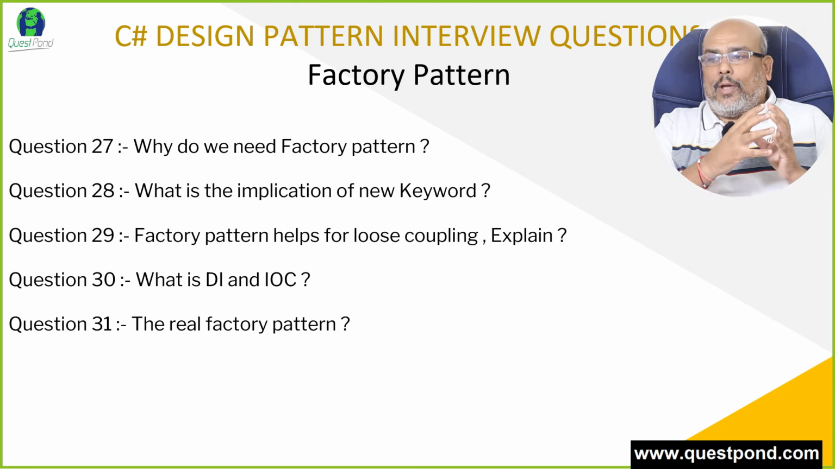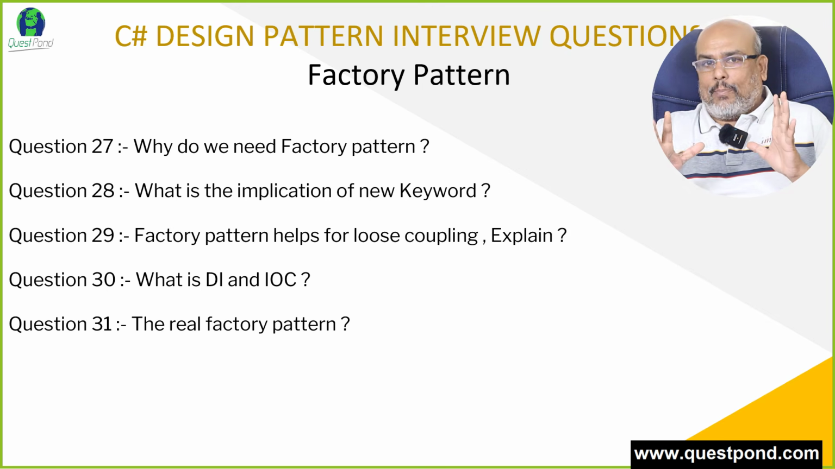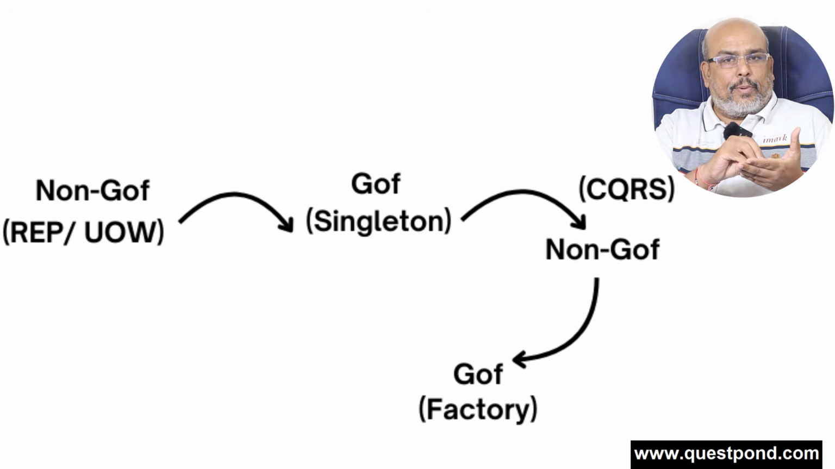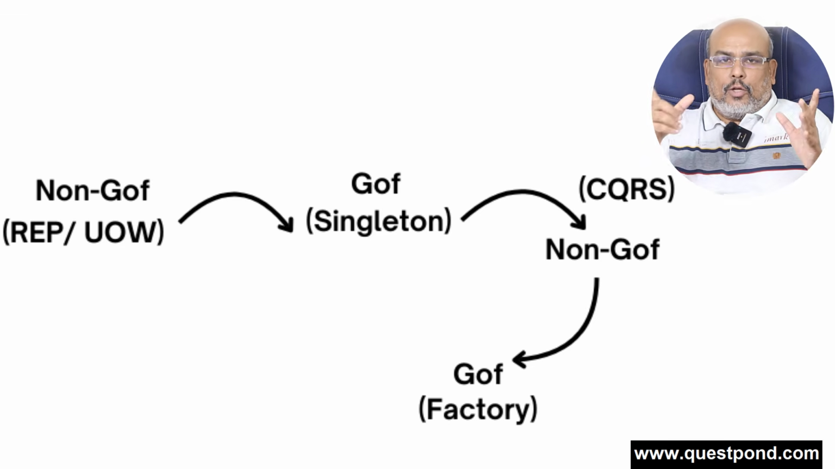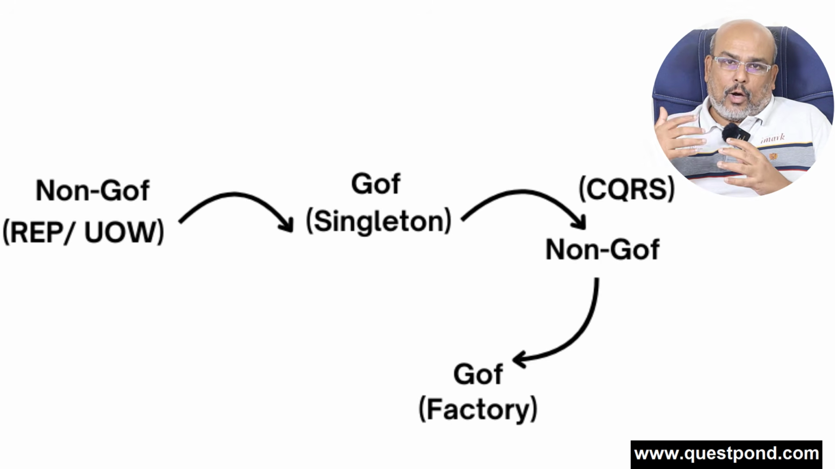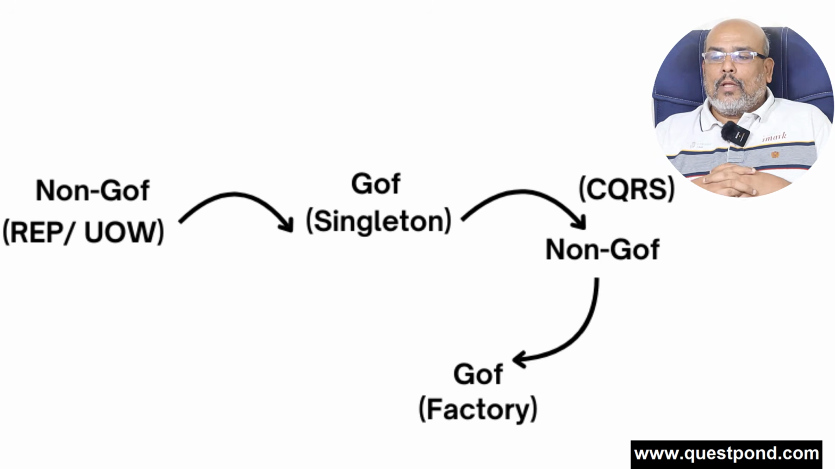So the way this whole video is structured, I'll be talking about 5 patterns, and the flow is non-GOF pattern, GOF pattern, non-GOF pattern, and GOF pattern. You can see the image which is flashed on the screen. It will help you understand what the roadmap would be.